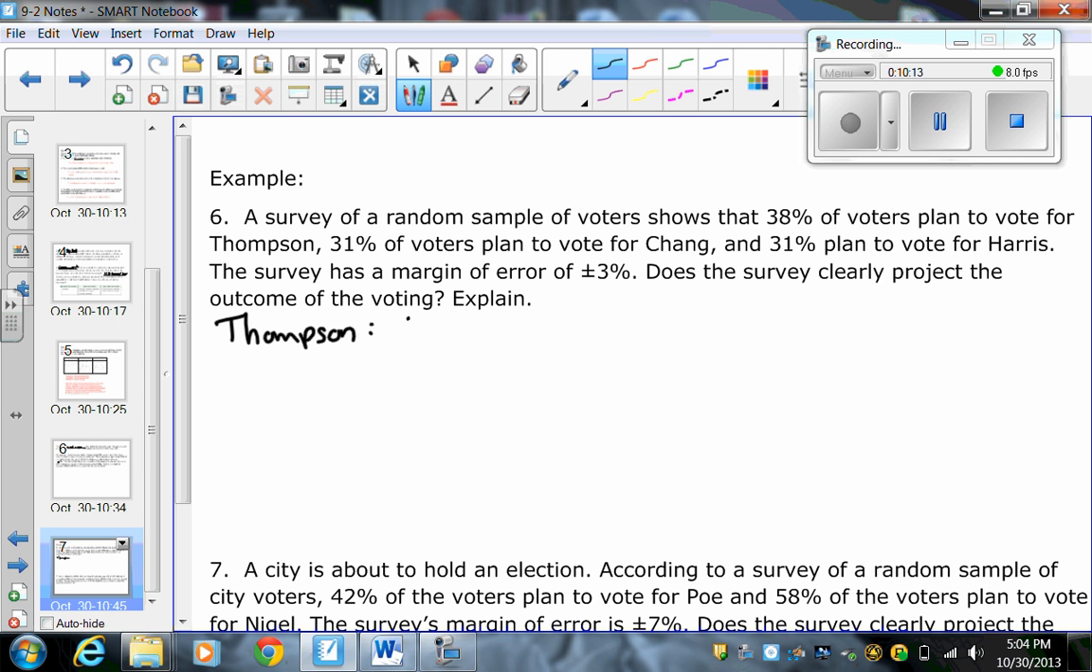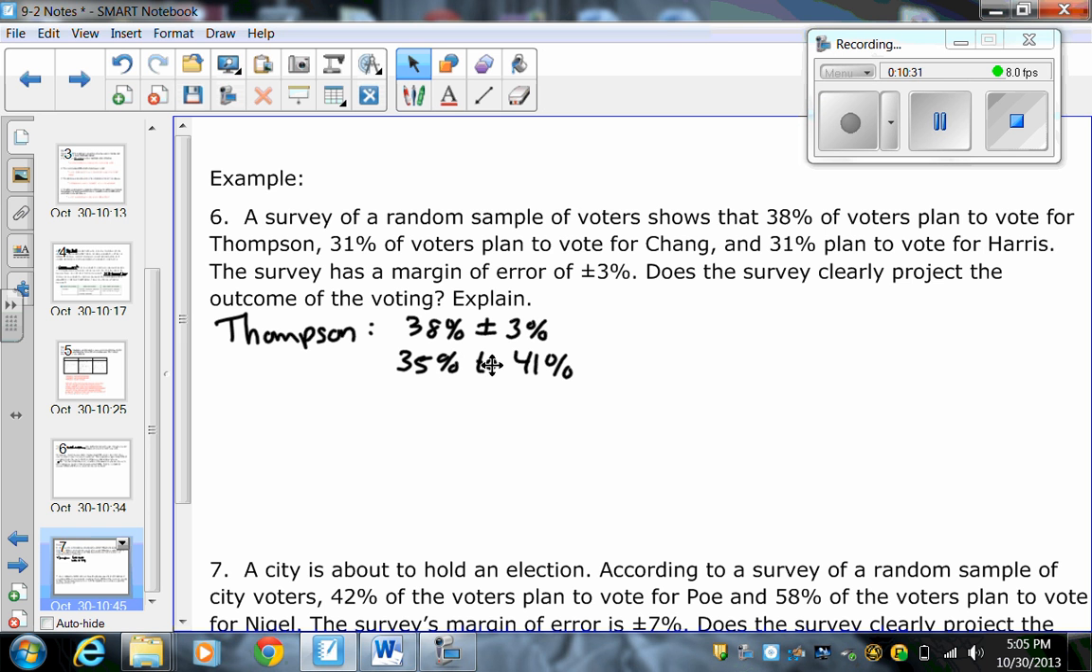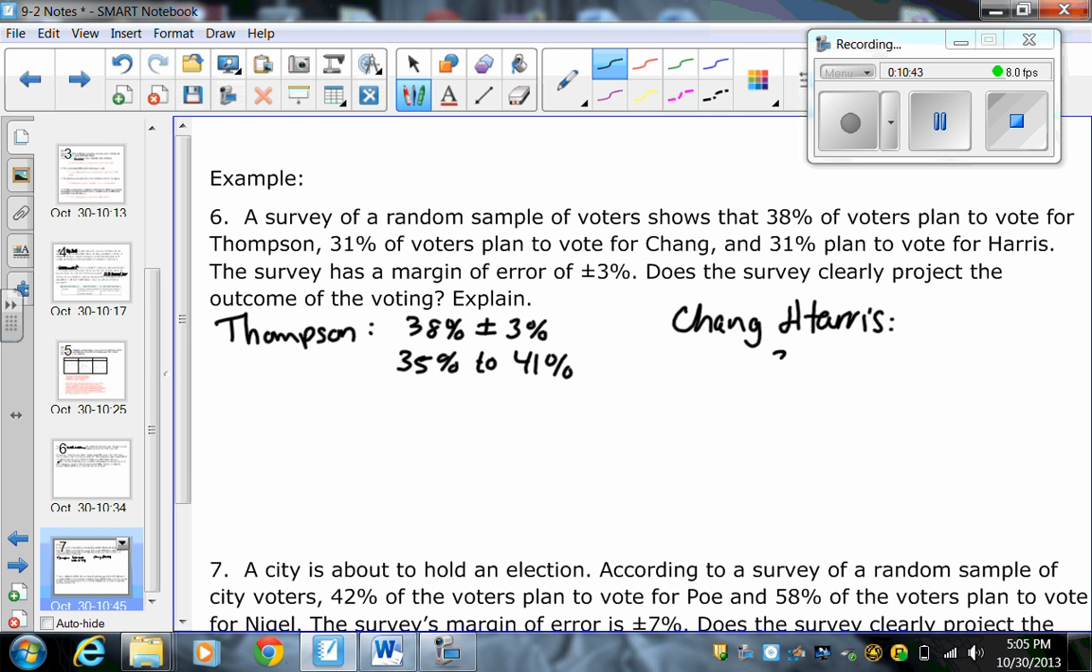And we would have the 38% and add or subtract the 3%. So 38 minus 3 gives me 35%, and 38 plus 3 gives me 41%. Now Chang and Harris both have the same. So if we take their 31% and add and subtract 3%, 31 minus 3 would leave me with 28%, and 31 plus 3 gives me 34%.